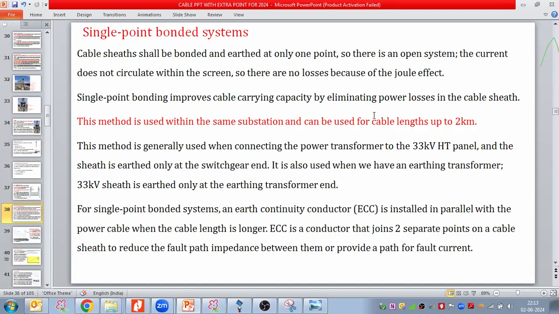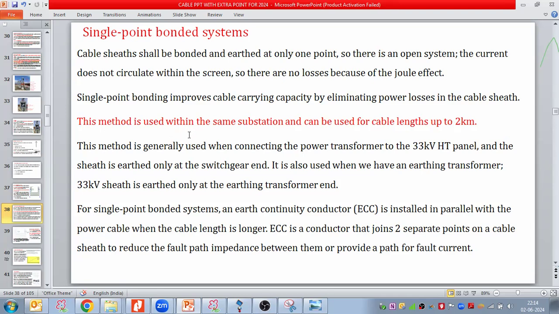Single point bonding improves the cable current carrying capacity by eliminating the power losses in the cable sheath. More precisely, it is not decreasing the cable current carrying capacity. This method is used within the same substation and can be used for cable length up to 2 kilometers. Sometimes I have seen 3 kilometers as well, but generally it is limited to 2 kilometers. If we have a substation with the equipment placed within this length, in those situations we use the single point bonded system of the cables.